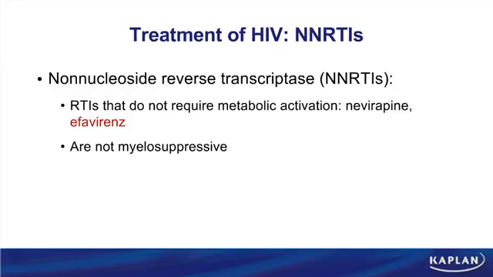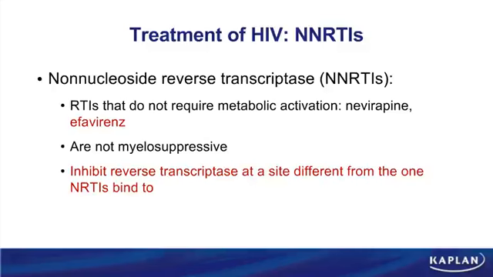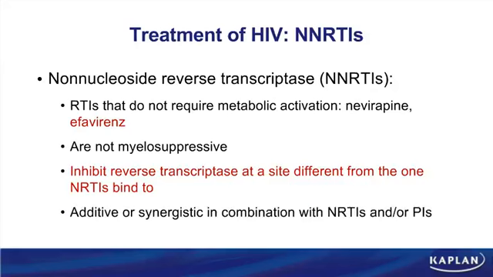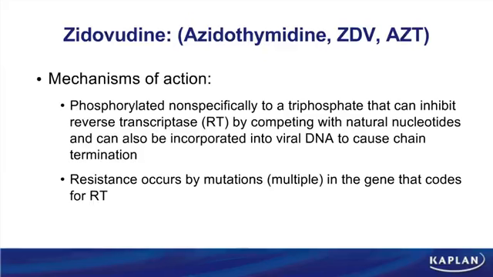If you look at efavirenz, right in the middle of its name it has the letters AVIR. So it's my favorite drug. It fits the naming convention. Nevirapine, VIRA, it's a little dyslexic, but it still has all the letters in there nonetheless. These drugs, as I said, are active as given because they inhibit reverse transcriptase at a site that's different from the one that our NRTIs bind to. They are often used in combination either with an NRTI or with protease inhibitors for an additive or perhaps a synergistic effect.